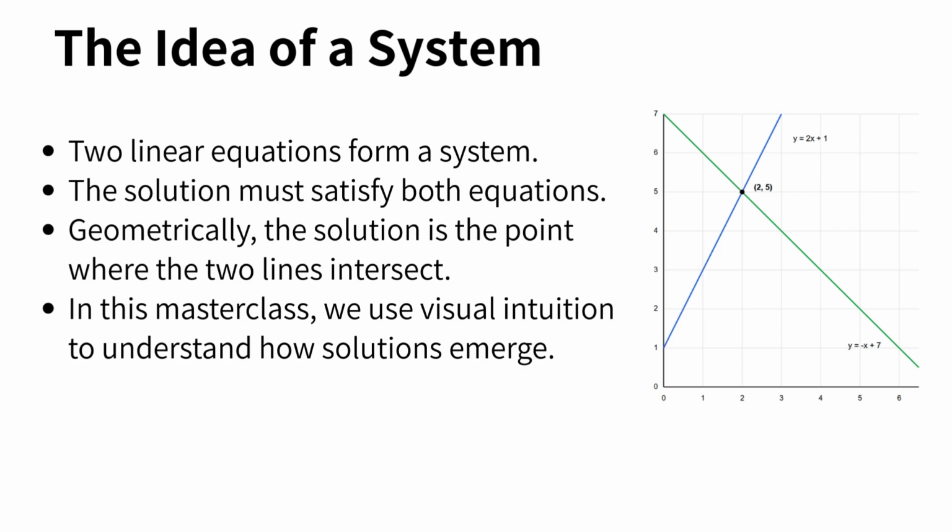But when we put these two lines together, something powerful happens. The point where the two lines intersect is the one and only pair of values that satisfies both equations simultaneously. Geometrically, this intersection point gives us a visual way to understand what a system is really asking for: find the x and y that work for both equations at the same time. Throughout this lesson, we'll use diagrams and intuition to make each idea clear, so that by the end, solving systems will feel logical, visual, and even enjoyable.